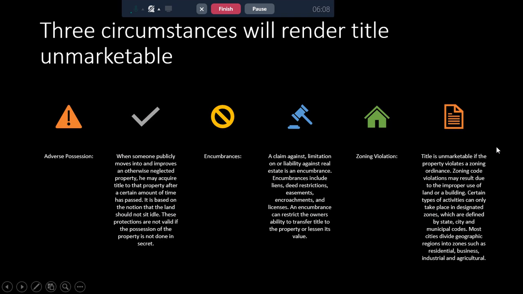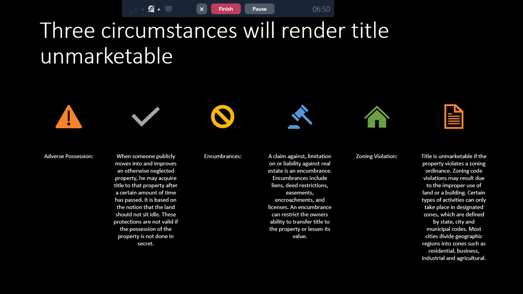There are three circumstances which will render the title unmarketable. One is adverse possession. An adverse possession is if there's a property that is sitting and no one is living in it. If someone walks by that and decides, "I'm going to move into this property," and they start fixing up the property, the government will in fact give them that property through adverse possession.